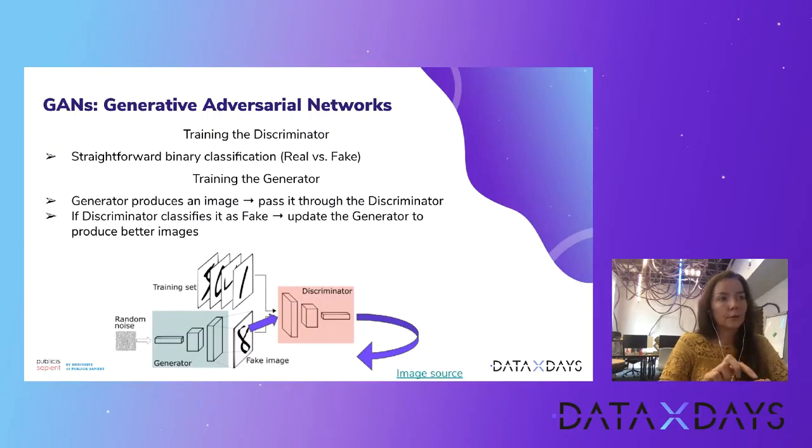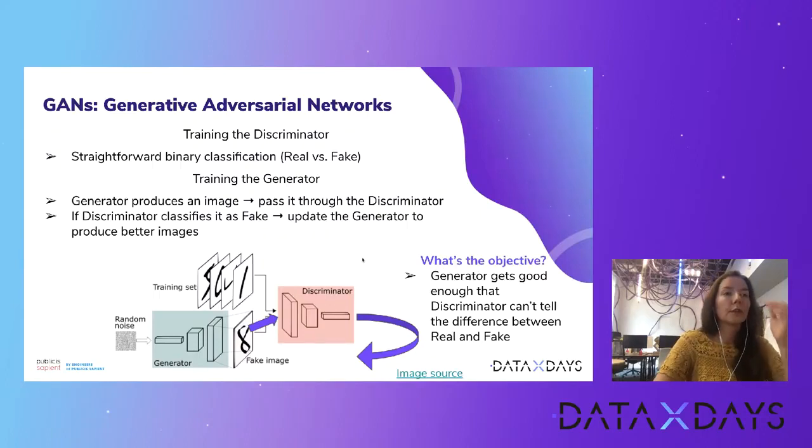So you pass the generated image through the discriminator, and then it is either accepted as real or it is rejected as fake. And in the event that it gets rejected by the discriminator, you want to modify your generator in order to produce a better image next time. So actually, the objective for this whole process is for the generator to get good enough that the discriminator wouldn't be able to tell the difference between what is real and what is fake.